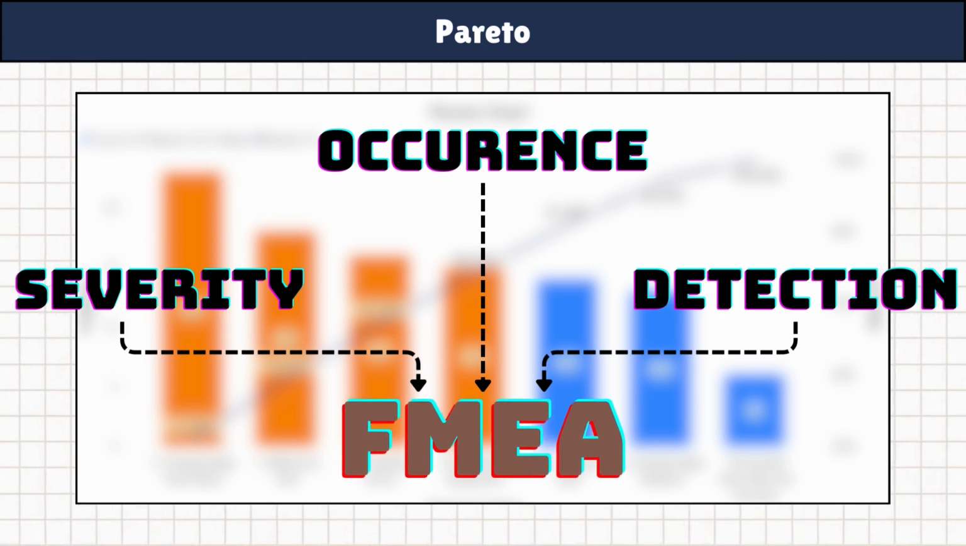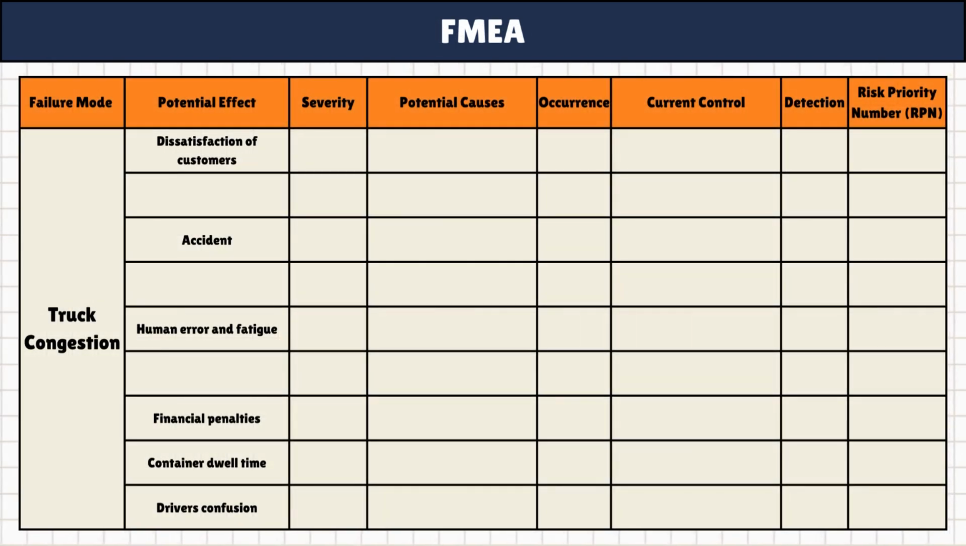Let's learn FMEA by applying it to our case. Our failure mode is truck congestion, which can cause issues like customer dissatisfaction, accidents and safety risks, driver fatigue and human error, financial penalties, increased truck waiting and container dwell time. Each effect is assigned a severity score, where the most critical effects get a rating of 10.